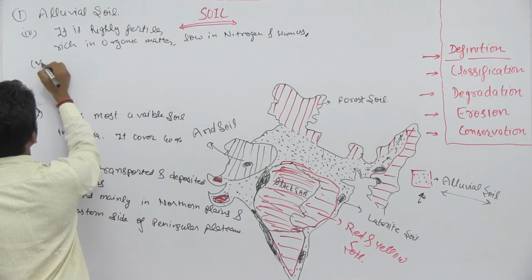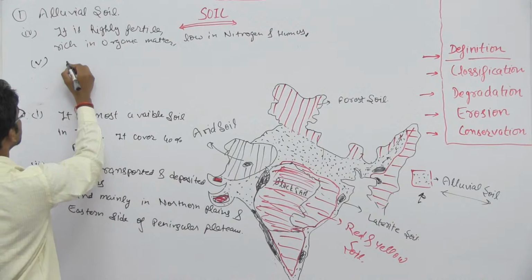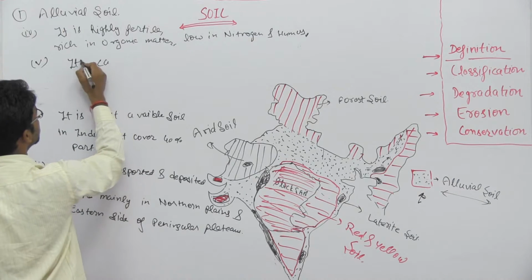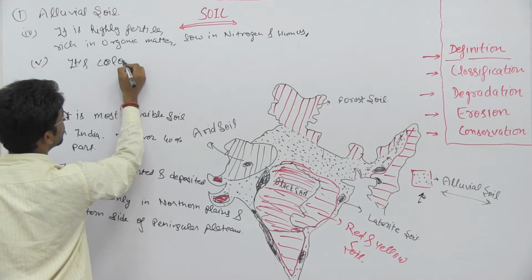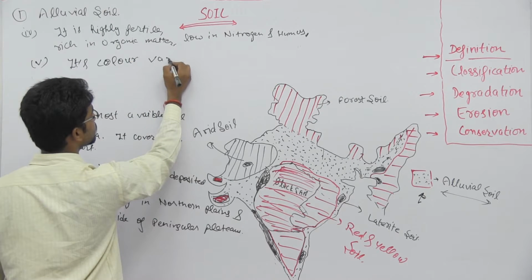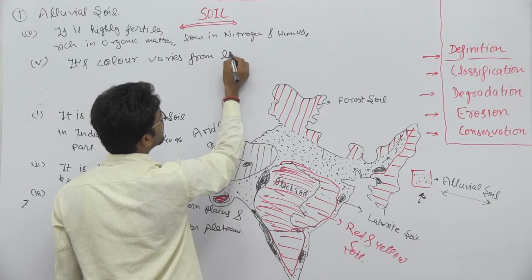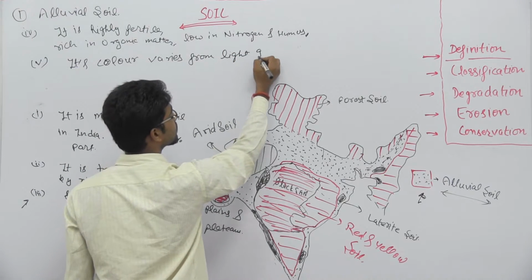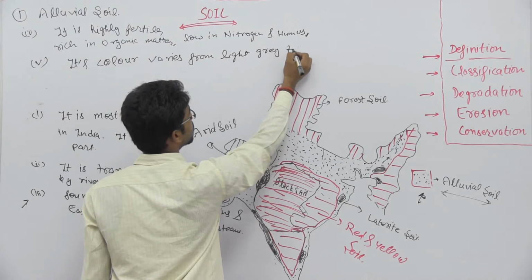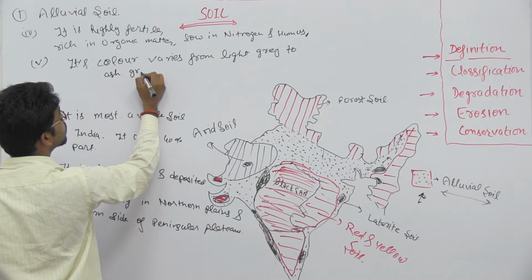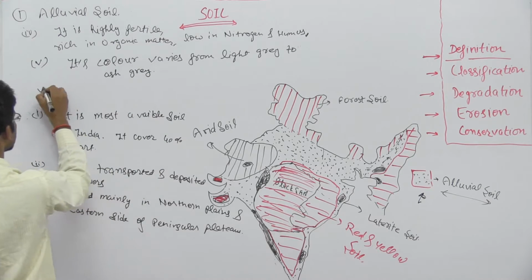So in the fifth point we can write about the color. So its color varies from light gray to ash gray. So this is about the color.